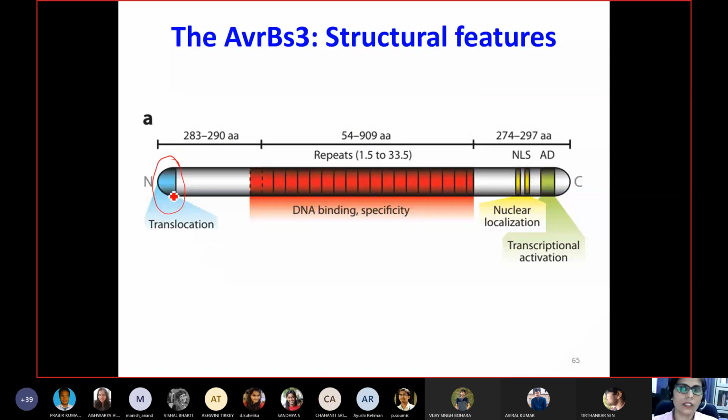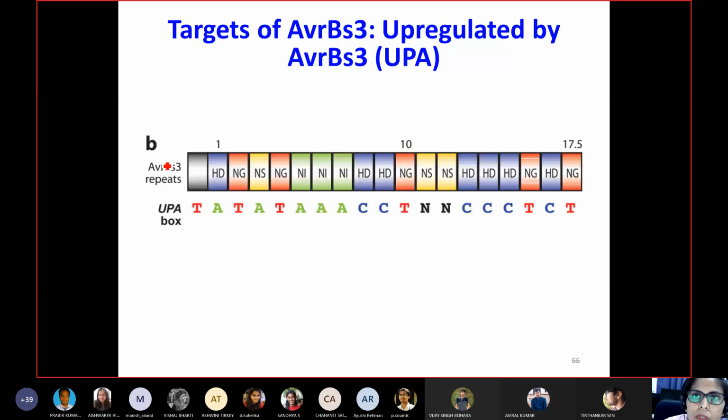So what was shown? So far we have seen that it enters into the plant, and what the features of the avirulence gene are. The structural features we have already seen. So what is the importance of repeats? What is the importance of the nuclear localization signal, acidic domain, and translocation domain? Now, apart from that, when it enters into the cells, now we have seen the structure. So now let's see, if this is the plant cell and the protein is entering into the cell, what is the function of this protein in the cell?